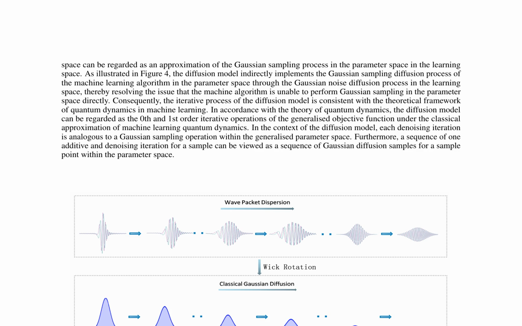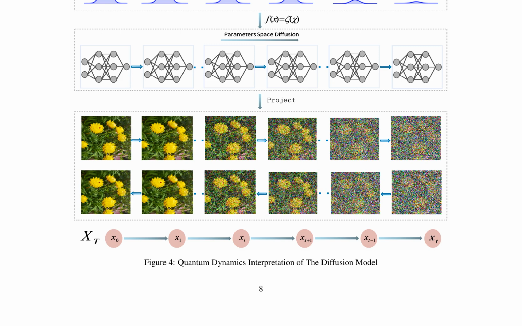Under the classical approximation of machine learning quantum dynamics, the diffusion model can be viewed as the zeroth and first-order iterative operations of the generalized objective function. In this context, each denoising iteration in the diffusion model is equivalent to a Gaussian sampling operation within the generalized parameter space. A sequence of one additive and denoising iteration for a sample can be seen as a sequence of Gaussian diffusion samples for a sample point within the parameter space. This novel interpretation bridges the gap between machine learning algorithms and quantum dynamics, providing a new perspective on the diffusion model.